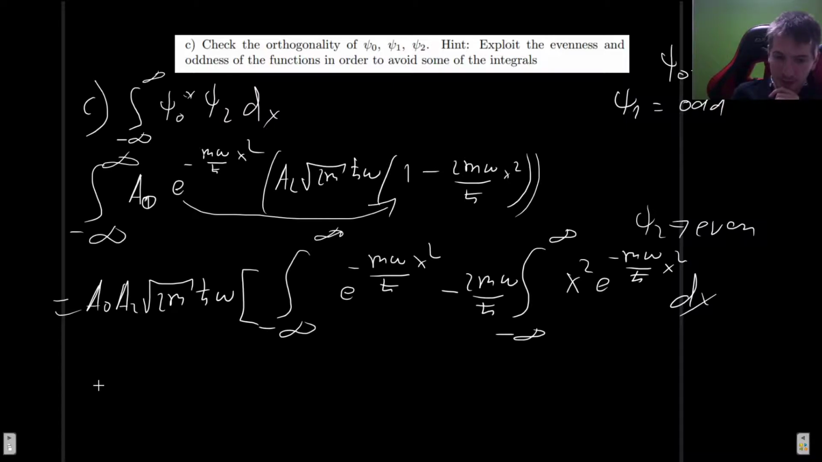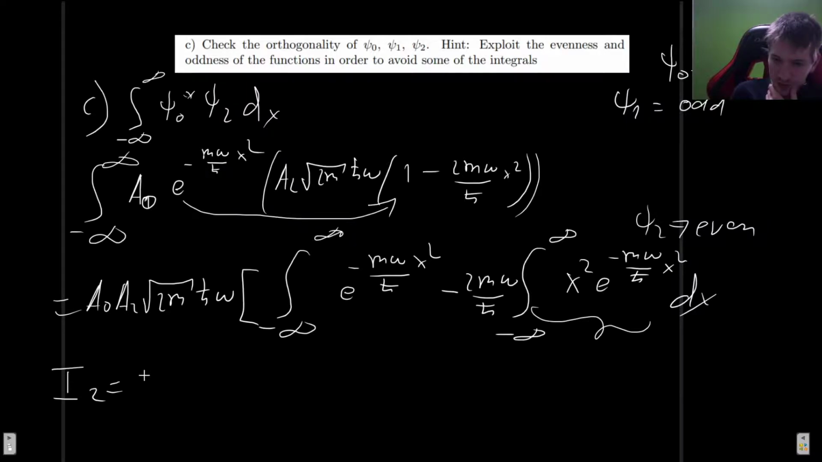The first one is quite easy. It's just a Gaussian integral. The second one is similar to what we saw before. I'm going to do it once again just to be thorough. So just this integral will be I2.